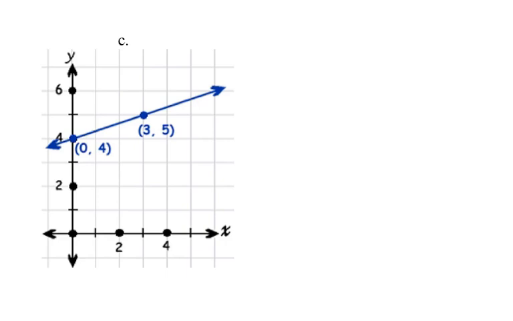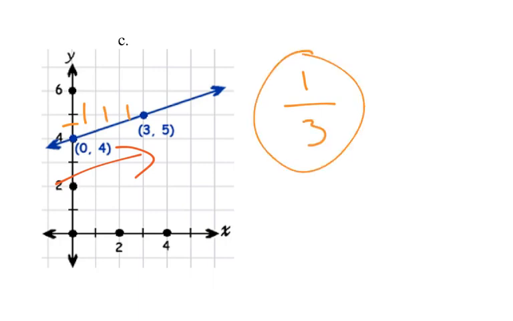Okay, we're going up again. That's good. We'd rather have a positive slope. Just easier to work with positive numbers. So let's look at our rise, 1, and our run, 3. That means our slope is 1/3.